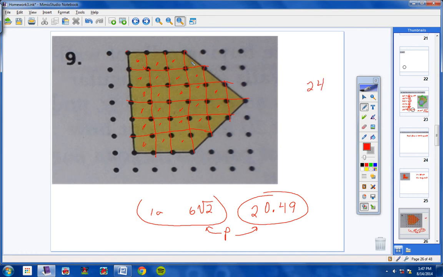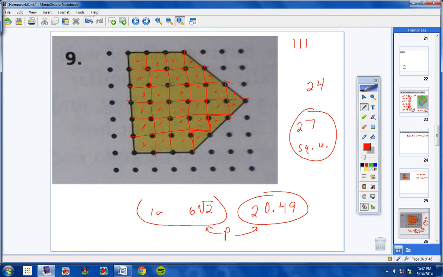And then notice if I put this triangle with this triangle, that's one more. And then this triangle with this triangle, that's another one. And then this triangle here with this triangle here, that's another one. So that's three more. So I would have a total of 27 square units for my area. Okay, 27. So really not too bad.